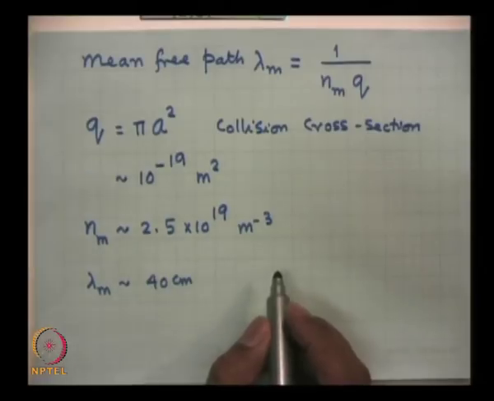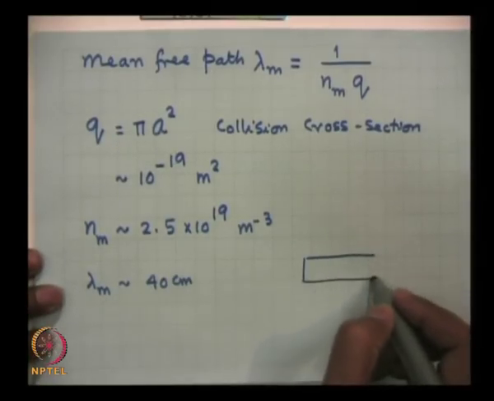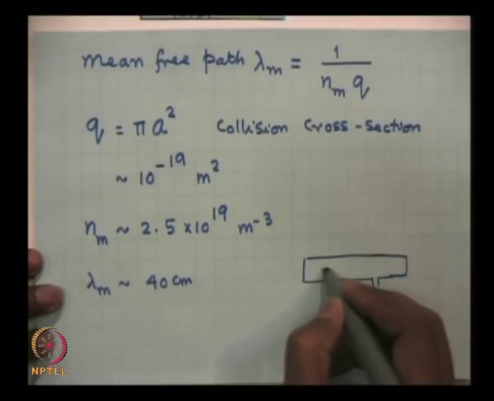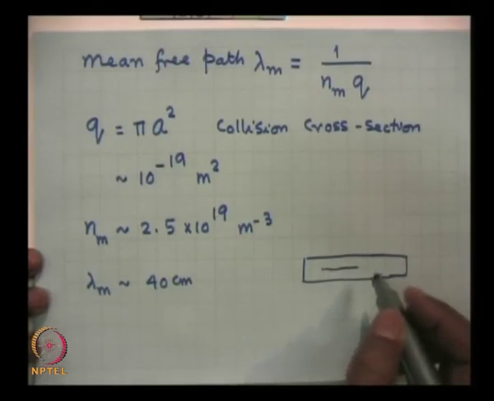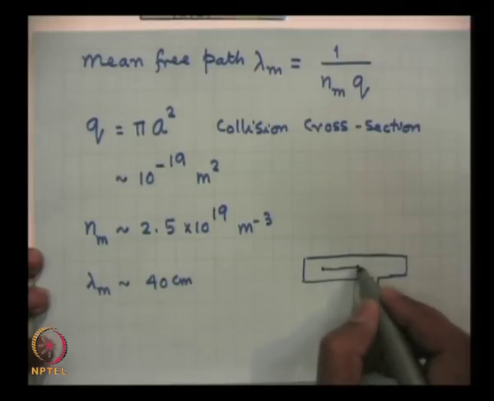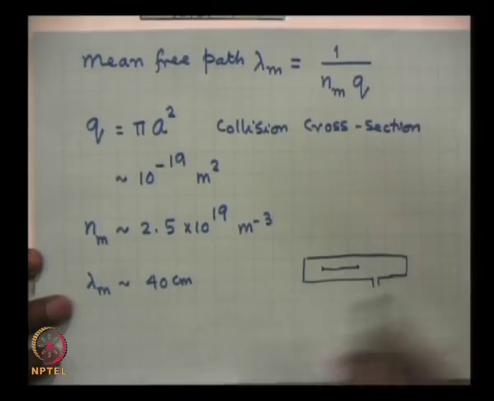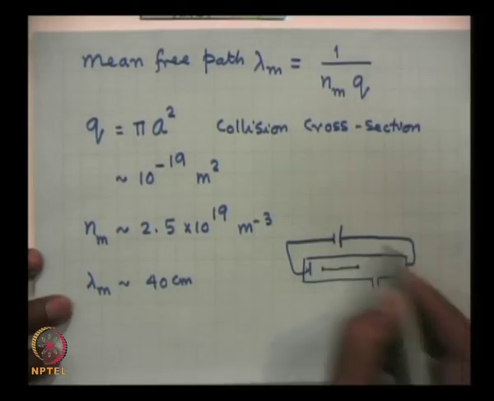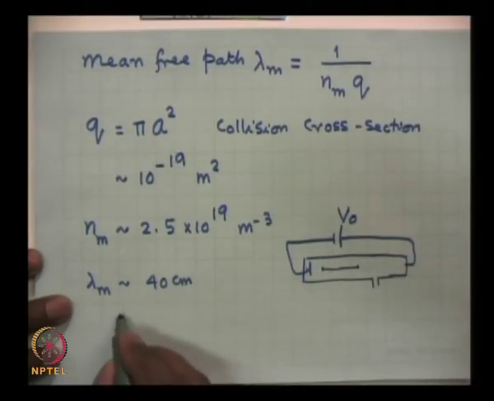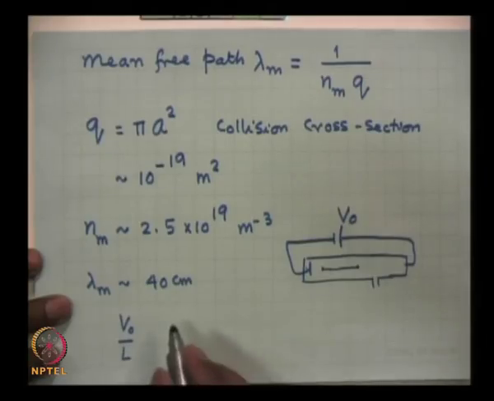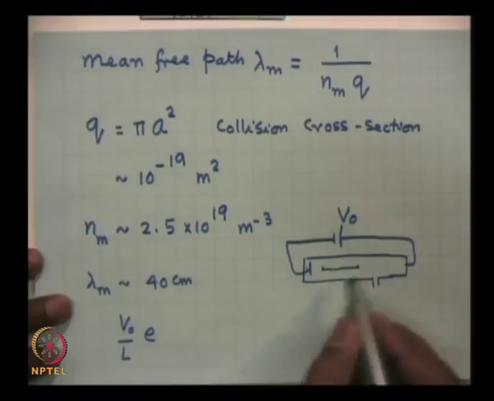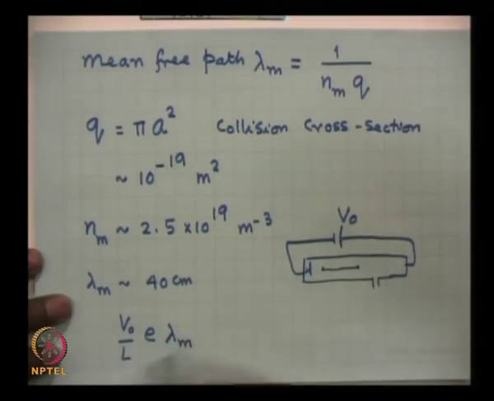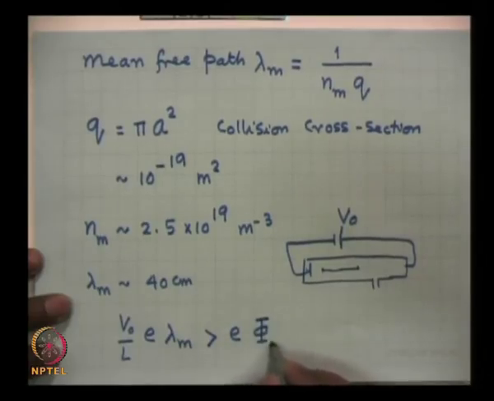Means in the tube, the electrons will have time to travel a distance of the order of 40 centimeters before it hits another atom. In this process, if it can acquire enough kinetic energy, the kinetic energy it will gain will be of this order. If the potential difference between the two electrodes is V0 and L is the length of the tube, then V0 by L is the electric field in the region multiplied by e, the charge of the electron, this is the force on the electron, and the distance it will travel is 1 mean free path between two collisions. So, whenever this quantity exceeds the ionization potential e phi I, it will cause brisk ionization.